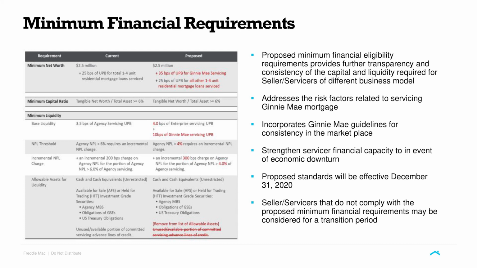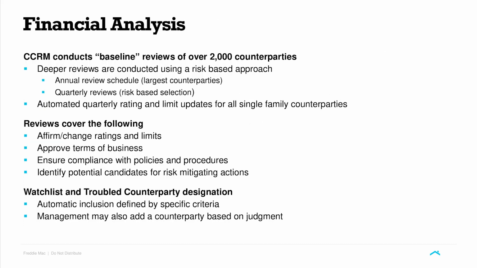So I will move on to the next slide. When we do financial analysis, what does that mean to us? So as I've indicated, we conduct baseline reviews on over 2,000 counterparties. We do deeper dives using a risk-based approach. Unfortunately, I would love to tell you that we had a staff that could do deep dives into all of those 2,000 counterparties, but that's not practical, nor is it necessarily needed when we have a number of tools, and a lot of them are very strong and very consistent.